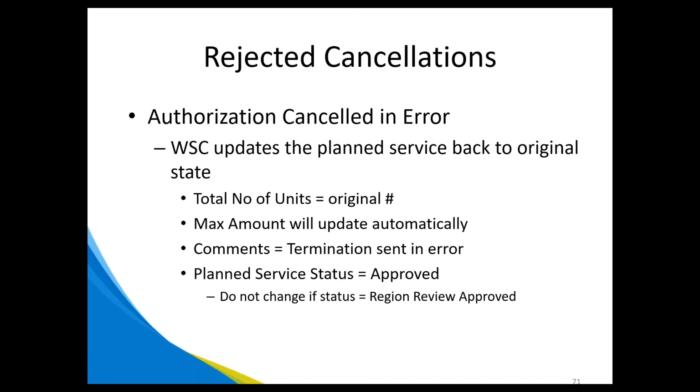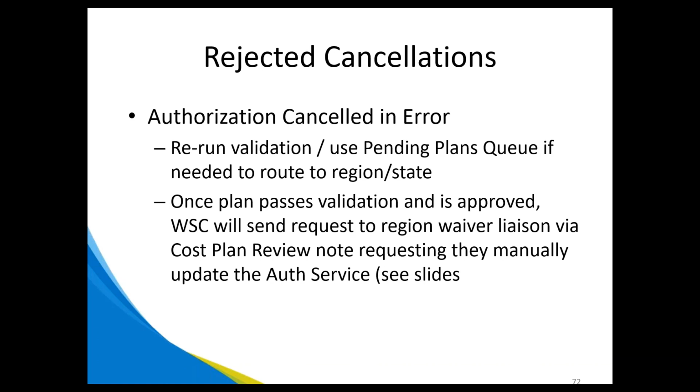Remember, if it already shows region review approved, don't change it. If it doesn't show region review approved, then your only option will be approved. And this is going to, through the plan validation process, probably require a region review. Run your plan validation, route to region or state office if necessary, and then once it passes validation, this is another time where you will be sending that cost plan review note to your region liaison, asking them to manually update the authorization.